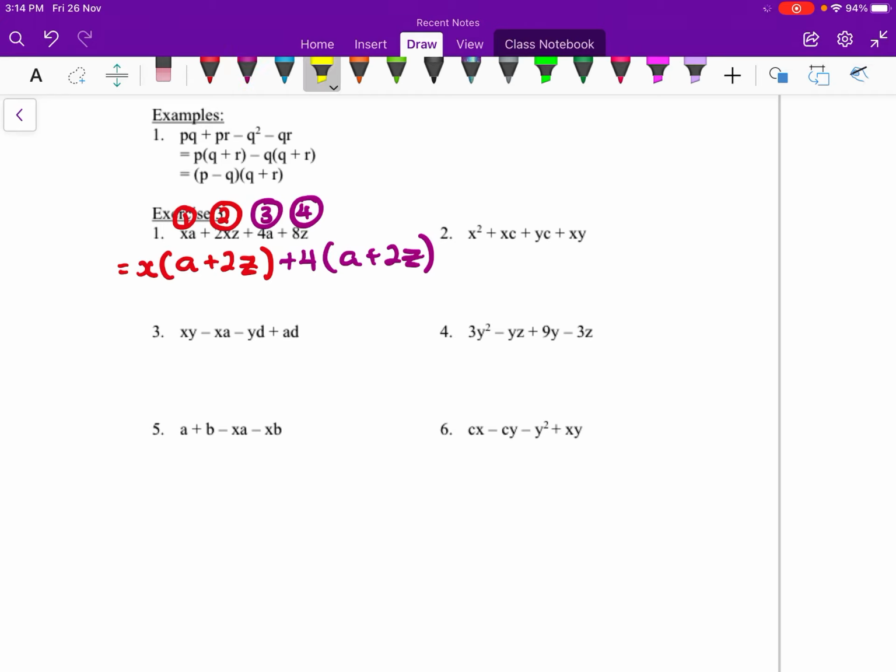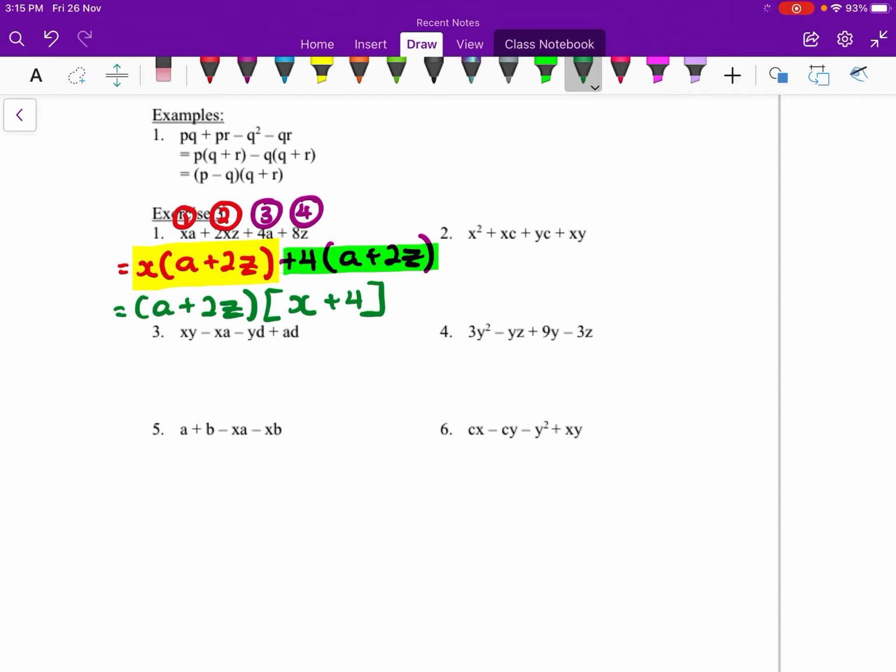Now I look at the first team and the second team. The common thing between the first and the second team is actually the bracket a plus 2z. So I take out the entire bracket, a plus 2z, then put another bracket. What is left for the first team is just your x. What is left for your second team is just your plus 4. So I have done my factorization by grouping.